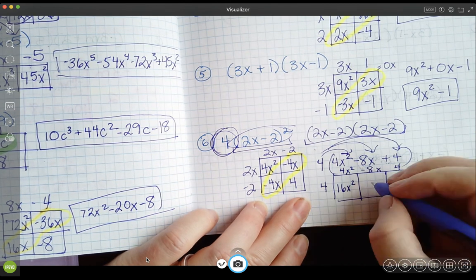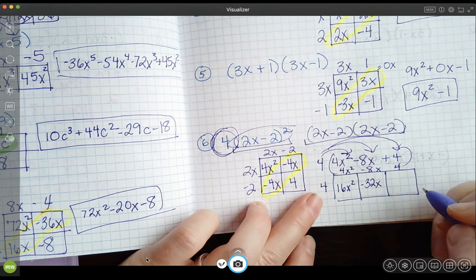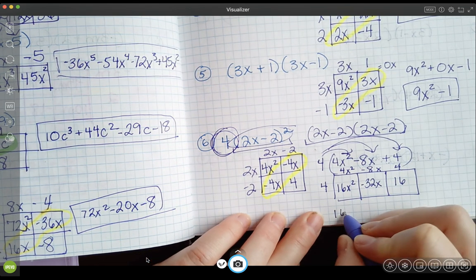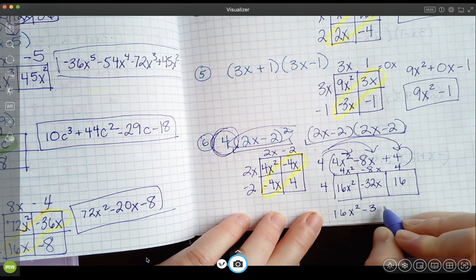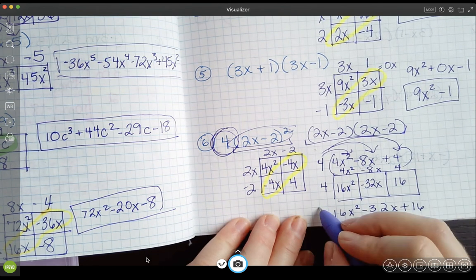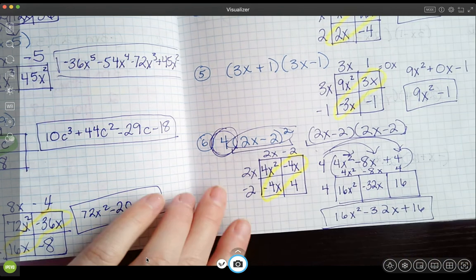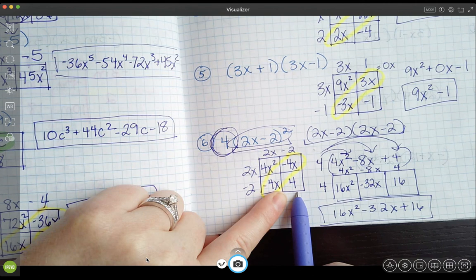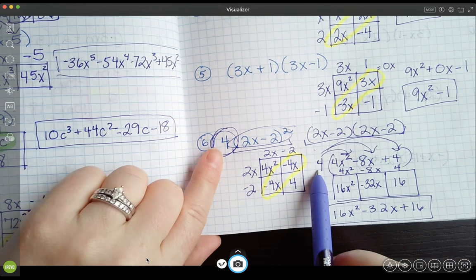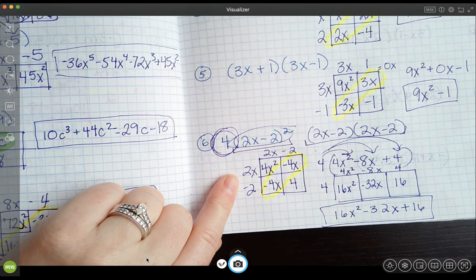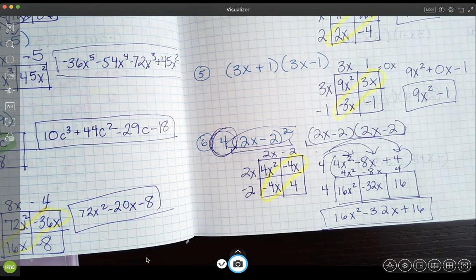4 times 8 is negative 32x. And 4 times 4 is 16. So our final answer is 16x squared minus 32x plus 16. All right, so let me double check my work. I need to add those, get 4. And then I multiplied times 4. So that's 16, negative 32, and 16. So yeah, that's it. All right, so that is all your notes for today. See y'all later. Bye.